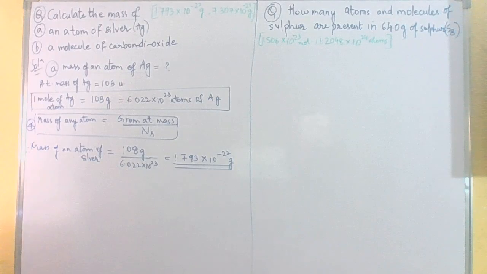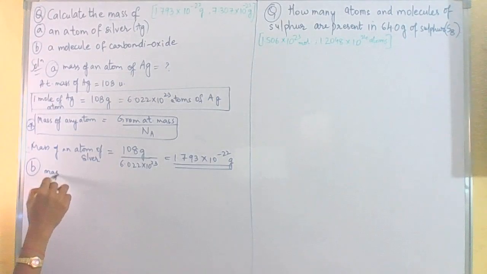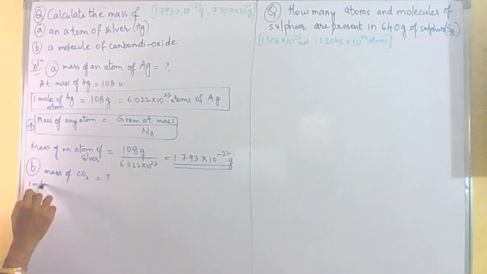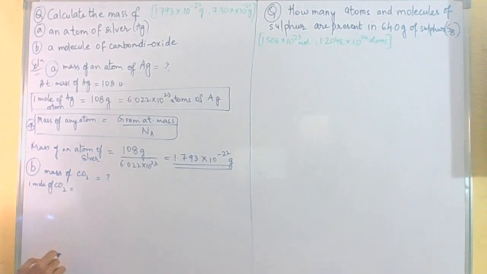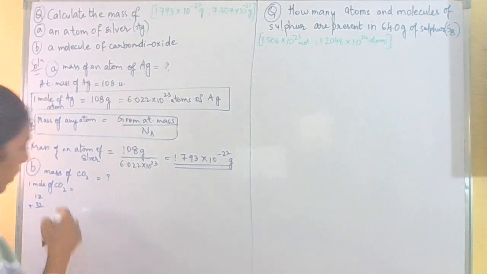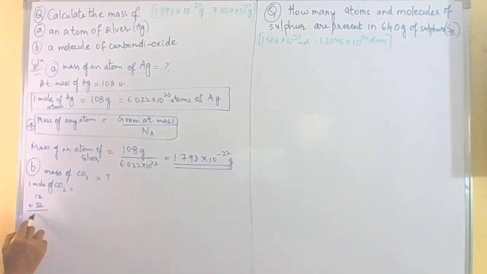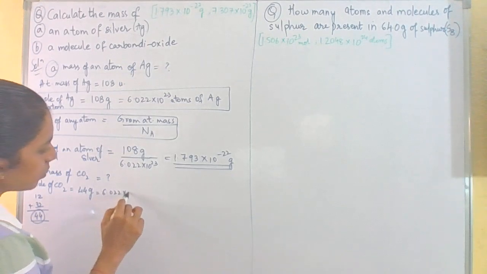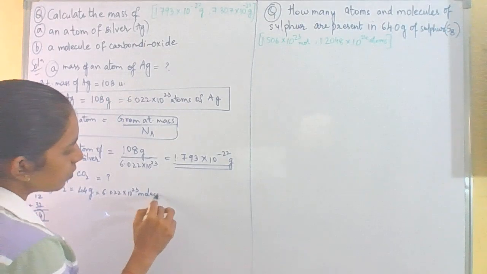Now, B. Calculate the mass of a molecule of carbon dioxide. The mass of a CO2 molecule is equal to how much? 1 mole of CO2 is equal to, what is the gram molecular mass of CO2? 12 is the atomic mass of carbon plus 16 twos are 32. 16 is the atomic mass of oxygen, and we have 2 atoms of oxygen in carbon dioxide. So the gram molecular mass of CO2 is 44. 44 grams is equal to 6.022 into 10 to the power 23 molecules of CO2.